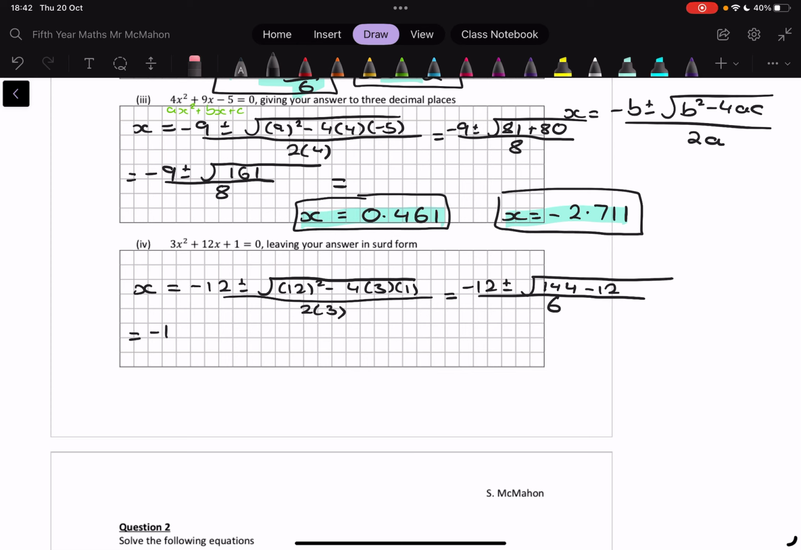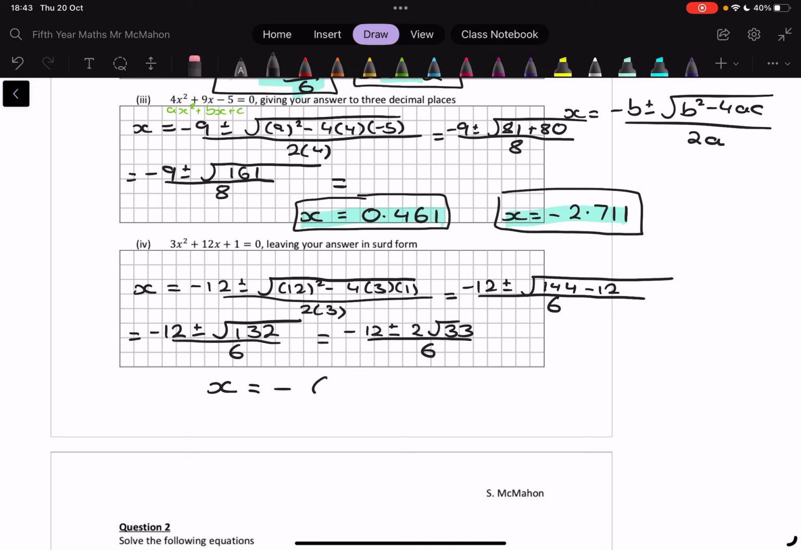We have minus 12 plus or minus the square root of 144 take away 12, which is 132, all over 6. We have minus 12 plus or minus, we can look at what the square root of 132 is to see does that break down any more for us. Or at this point, you would be free to put that into your calculator. And then our two answers are going to be, and we can type them into our calculator to make sure that they do not break down any more that we might have missed.